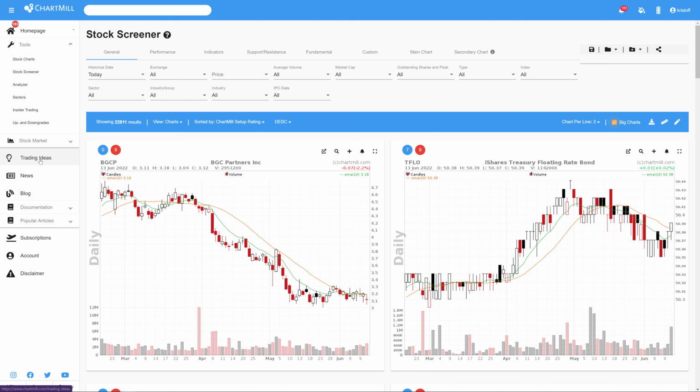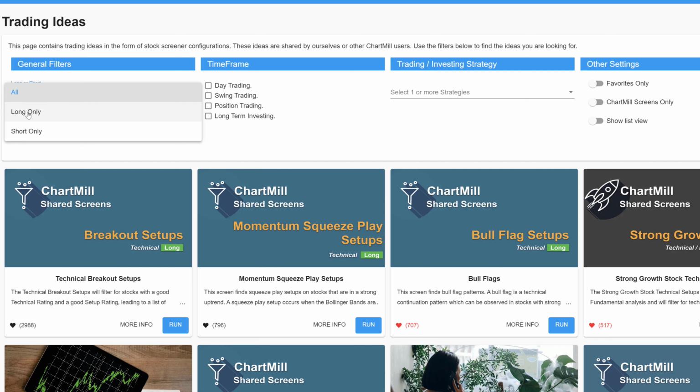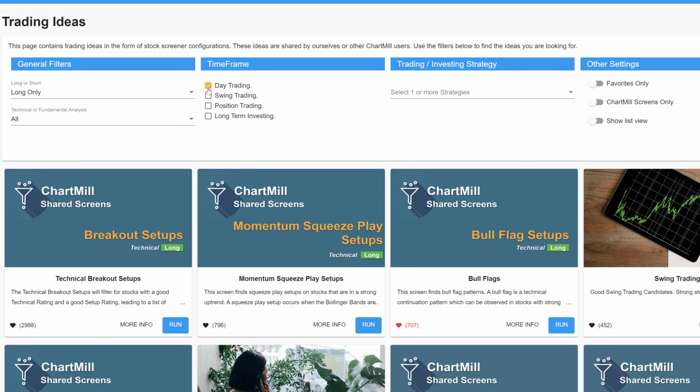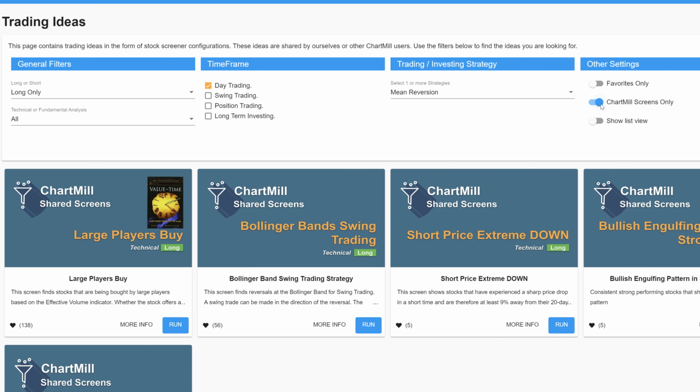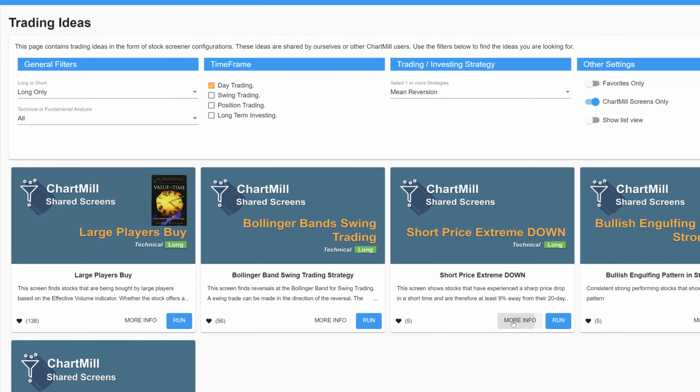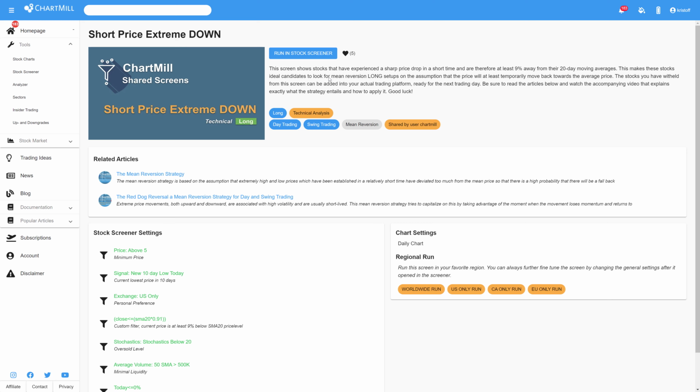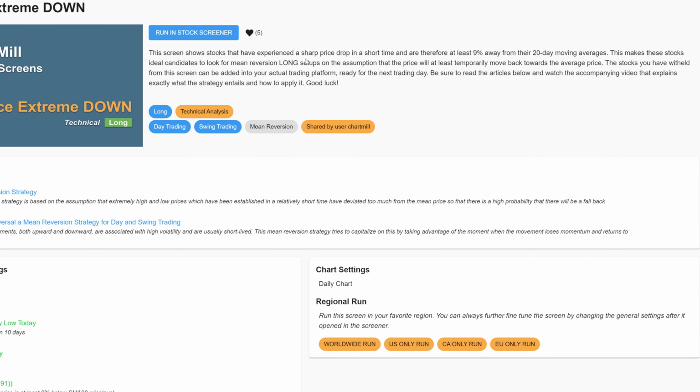And in the next screen, I'm going to select long only. It's an intraday strategy, so day trading, and it's a mean reversion strategy, ChartMill screens only. And I'm looking for this one, the short price extreme down. So some more info about that. This screen shows stocks that have experienced a sharp price drop in a short time and are therefore at least 9% away from their 20 daily moving average.